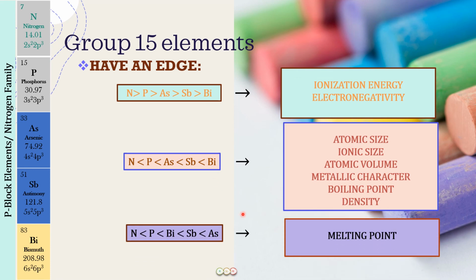The one very important trend that we have learned today is for the melting point, where there is not a general pattern that we generally see. So nitrogen, phosphorus, bismuth, antimony and arsenic is the trend for the melting points. Just remember, from nitrogen to arsenic the melting points increase, and then they start falling from antimony to bismuth. So arsenic has the highest melting point.